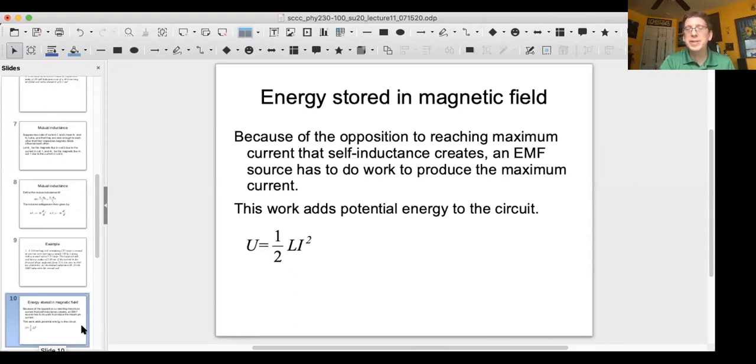But because of the opposition to reaching maximum current that self-inductance creates, you have to do work to overcome that opposition. And so that work adds stored energy or potential energy to the circuit, and the potential energy is equal to 1/2 times the inductance times the square of the current. So if you double the current, you're quadrupling the amount of energy that you're storing in the circuit.